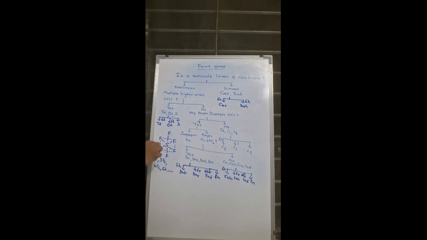So in case of the SF6 molecule, this molecule is non-linear. It means C infinity v and D infinity h point groups are absent. In this case, multiple higher axes are present. It means we have to go for Td, Oh or I. But in case of the SF6 molecule, sigma h is present. The shape of the SF6 molecule is octahedral, and one sigma h is present, which means the point group is Oh.